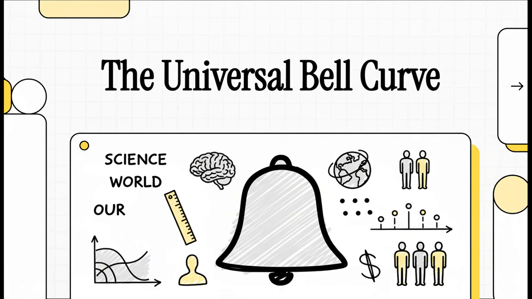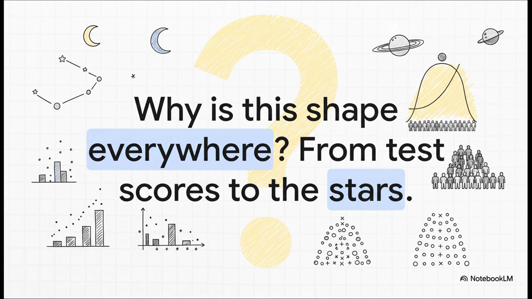You know, there's a shape that secretly runs so much of our world, showing up everywhere from our test scores to the light from distant stars. It's the bell curve. And in this explainer, we're going to pull back the curtain and figure out why this one simple curve is so, well, universal. But really, have you ever stopped to wonder why?